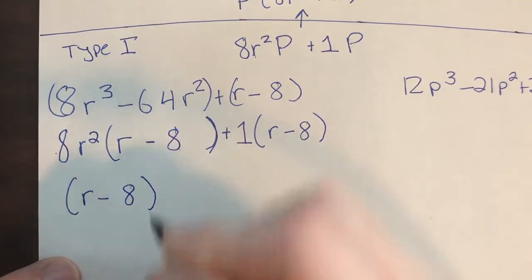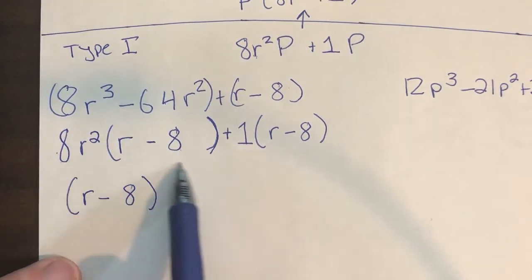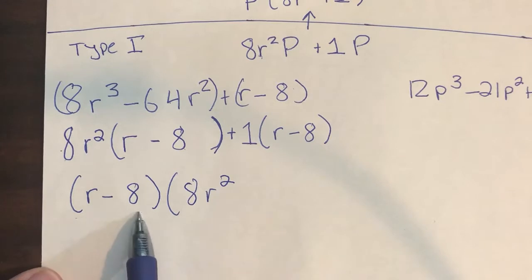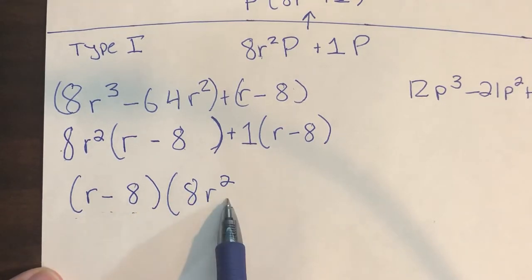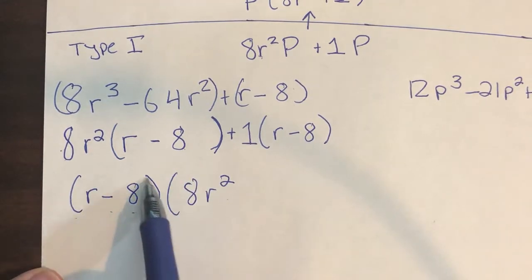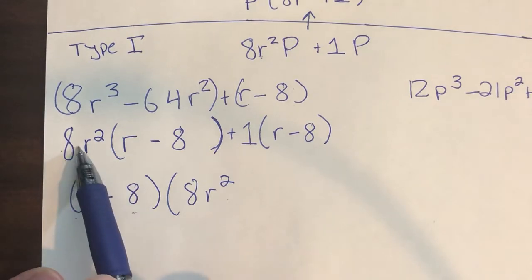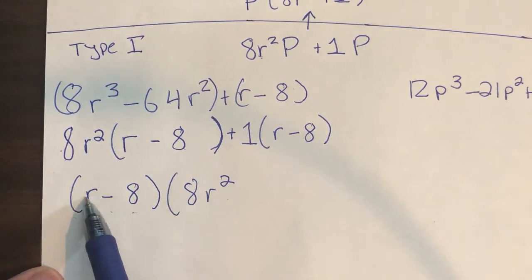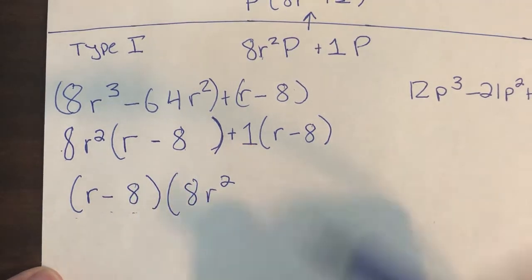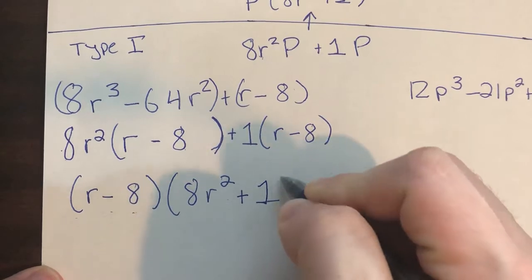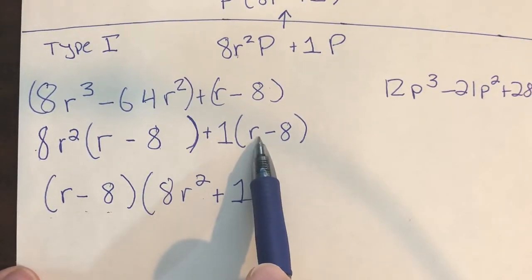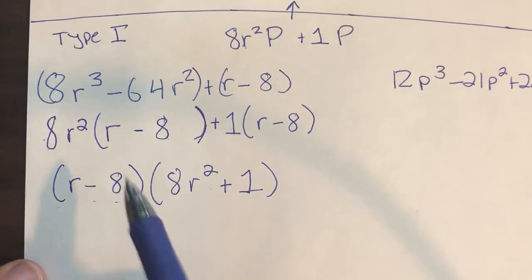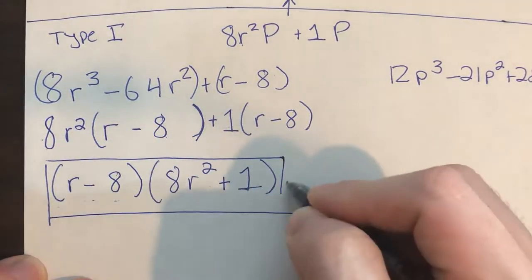So here I go. I factor out my r minus 8. So what times r minus 8 would give me this? Well, I already know. It's 8r squared. Let's take a second and think about it. If I multiply r minus 8 by 8r squared, am I going to get this? Of course. Even if we were to distribute this, this would be 8r cubed, and this would be negative 64r squared. Same thing, 8r cubed, negative 64r squared. I can do a similar thing here with the 1. This would be r minus 8.